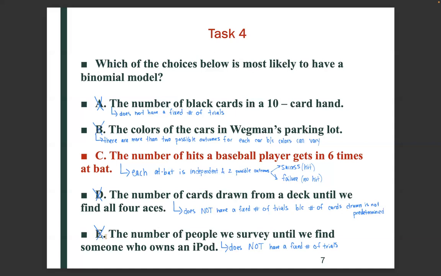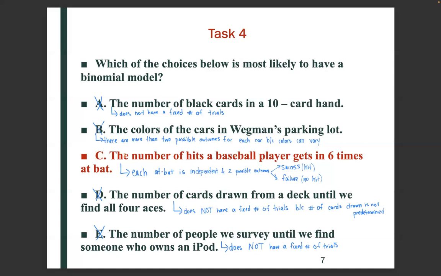And then lastly, option E, the number of people we survey until we find someone who owns an iPod. This also does not have a fixed number of trials because we could survey 2 people, or we could end up surveying 150 people. There's not a fixed number of trials, so that does not follow binomial. So the only option for following a binomial model is C.